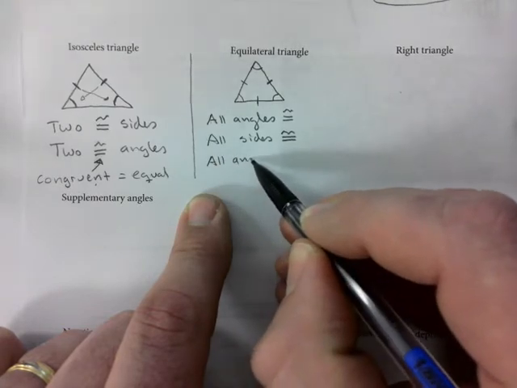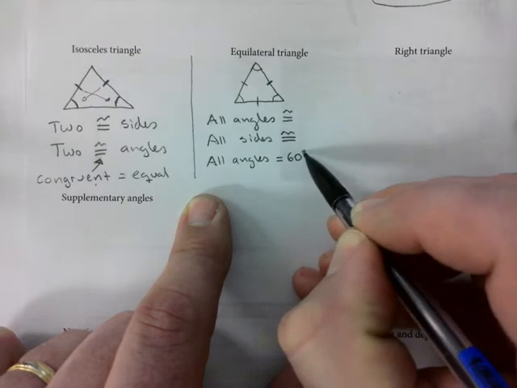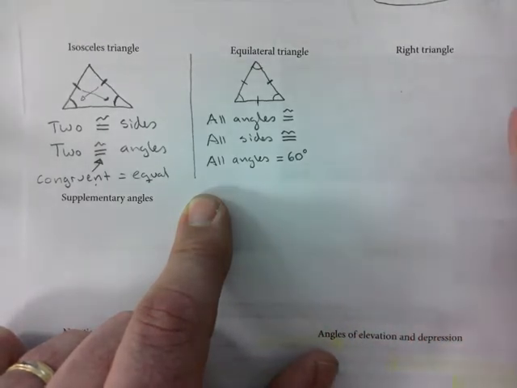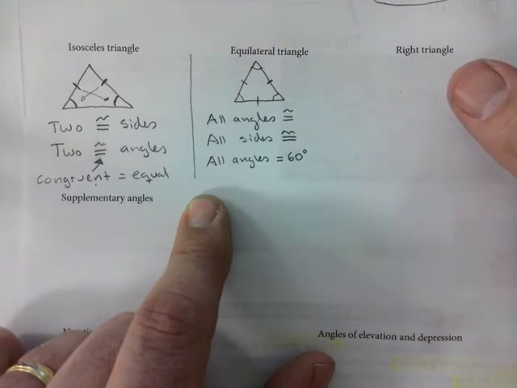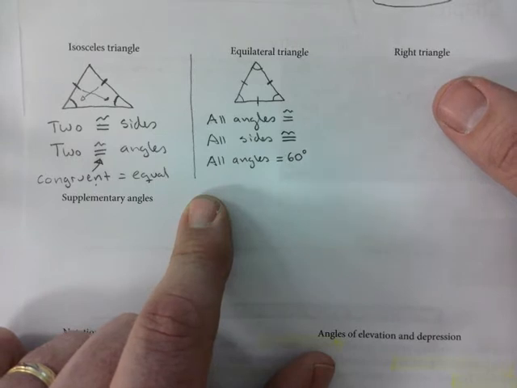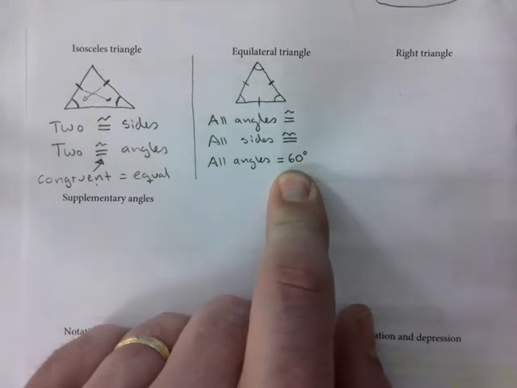All angles equal 60 degrees. Okay. Does it matter if it's a big triangle or a small triangle? If all sides are the same, it will still be 60, guys. It doesn't matter if it's a tiny or a big triangle, it's always 60. Okay. All right.